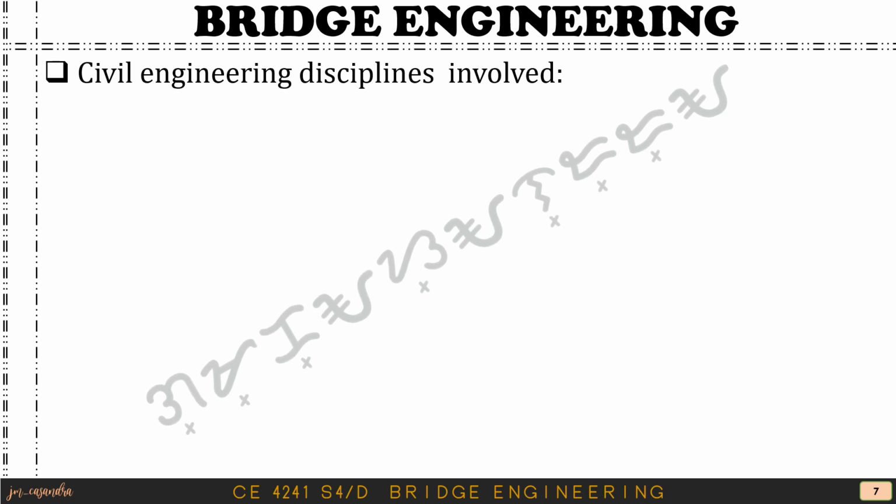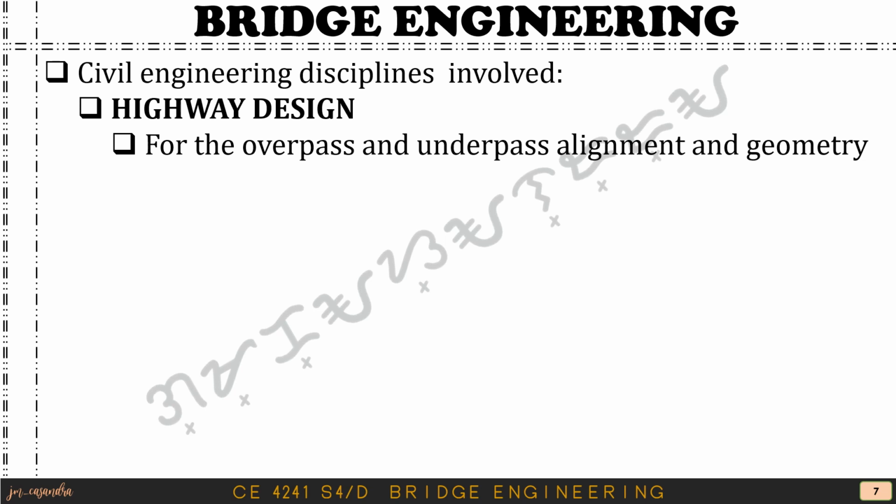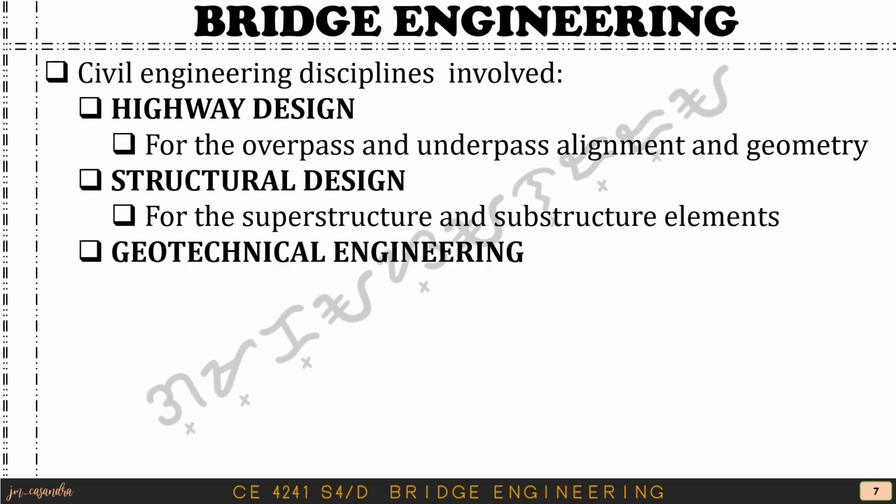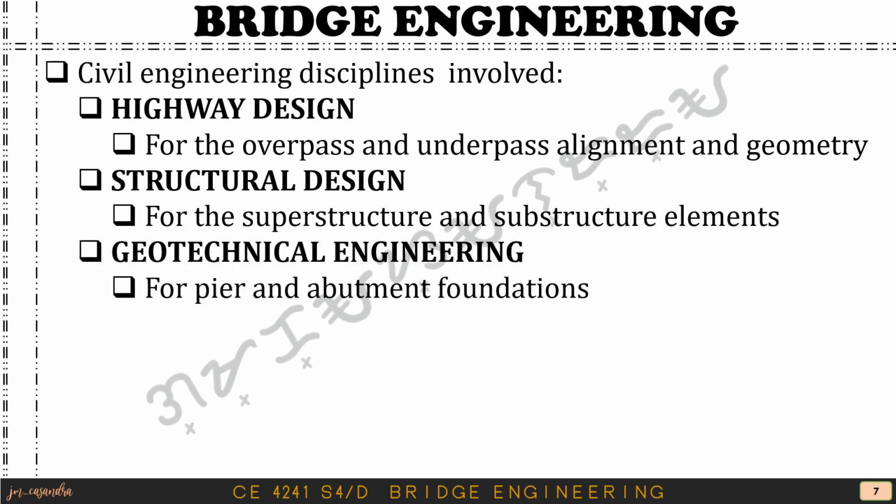In bridge engineering, we have several civil engineering disciplines that would be involved in our design and plan. One is highway design, which would cover overpass and underpass alignment and the geometry of the bridge. Structural design for the superstructure and substructure elements. Geotechnical engineering, which would cover the design for pier and abutment foundations.